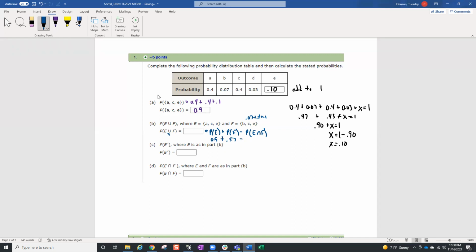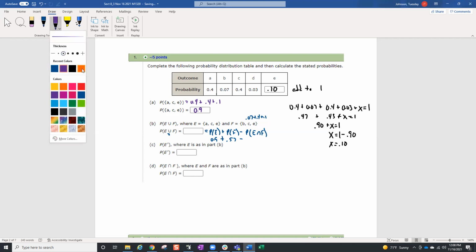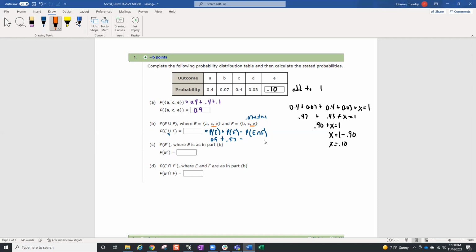0.57 minus, now we need to figure out what these two have in common. It looks like they have C and E in common. The C and the E are what are in the intersection of the sets E and F. That was something that we talked about in chapter 7. So the probability is the probability of C and E, those ones that overlap, that they have in common. And C and E added together give me 0.5.